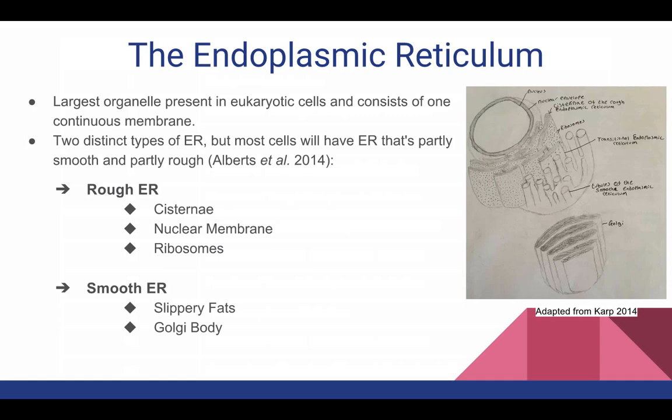The endoplasmic reticulum consists of two distinct regions, the rough endoplasmic reticulum and the smooth endoplasmic reticulum. The rough ER consists of flattened sacs called cisternae that connect to the nuclear membrane and are studded with membrane-bound ribosomes. However, the tubules of the smooth ER are covered in slippery fats. These associations aid their unique functions, which will be explained later on.